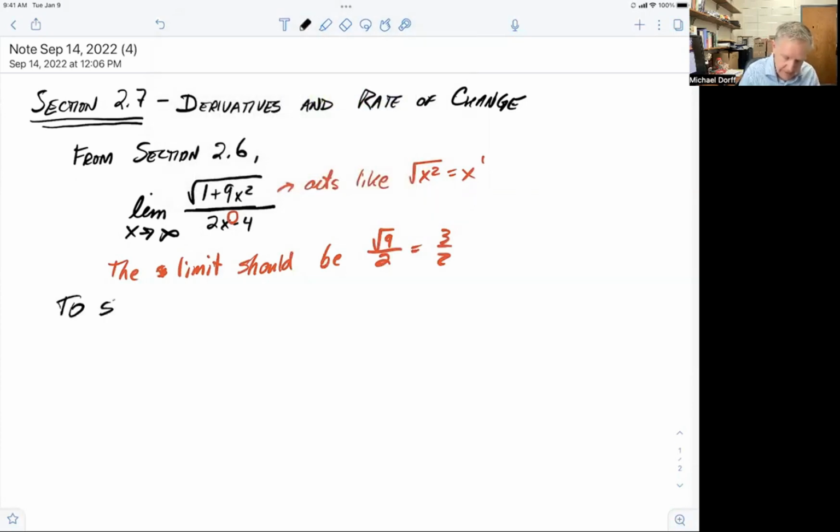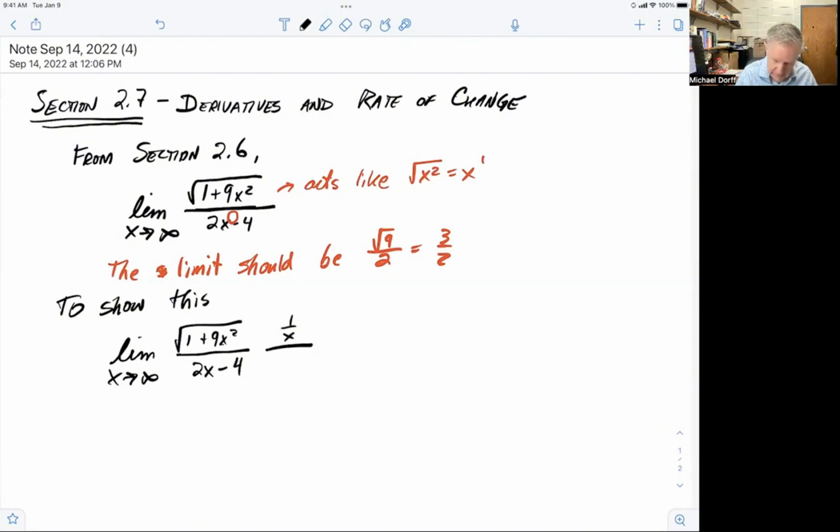To show that, we do the following. We look at the limit as x goes to infinity, and I'm going to multiply the top and bottom by 1 over x. Again, I have to have the same thing I multiply the top and the bottom by. They have to be the same. And I want to do 1 over x because I want to do 1 over x to the degree of what's on the top and the bottom. And the top acts like degree 1, the bottom is degree 1, so we do 1 over x to the first or 1 over x.